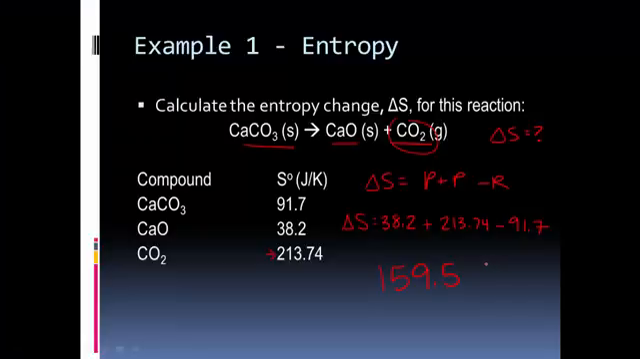159.5. Remember, the unit here is joules per Kelvin. So that's your entropy change. Notice that it's a positive value, and that makes sense because we went from solid to solid and gas. So going from solid to having some gas, that's more disorder, more motion. It's an increase in entropy.